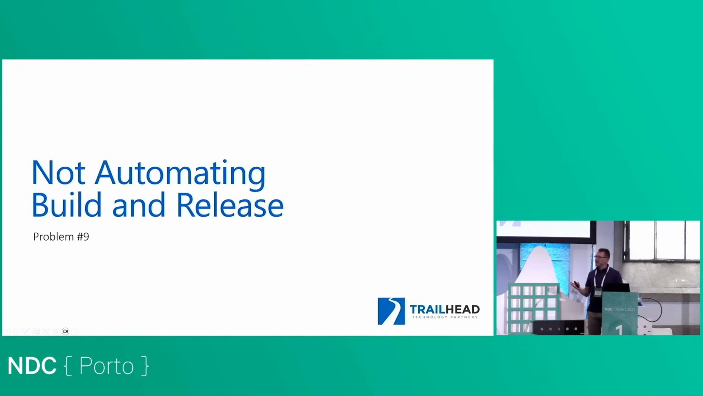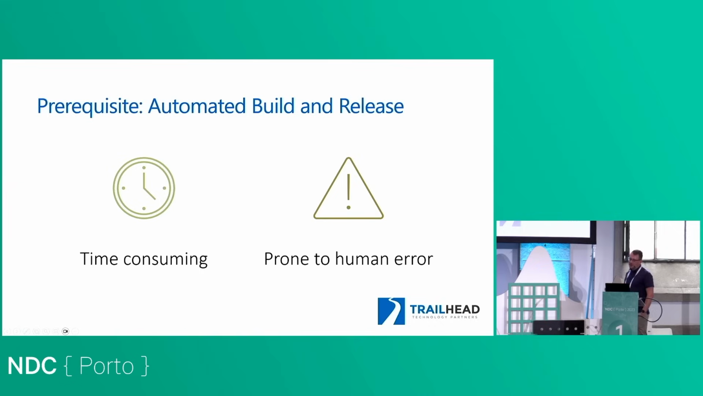The second question is, do you have automated build and releases? Because if you don't, you're kind of avoiding the whole benefit of microservices, which is the ability to update these things frequently and independently. And if you're doing it manually, that's very time consuming and very prone to human error, especially with things like configuration or releasing to the wrong environment at the wrong time.